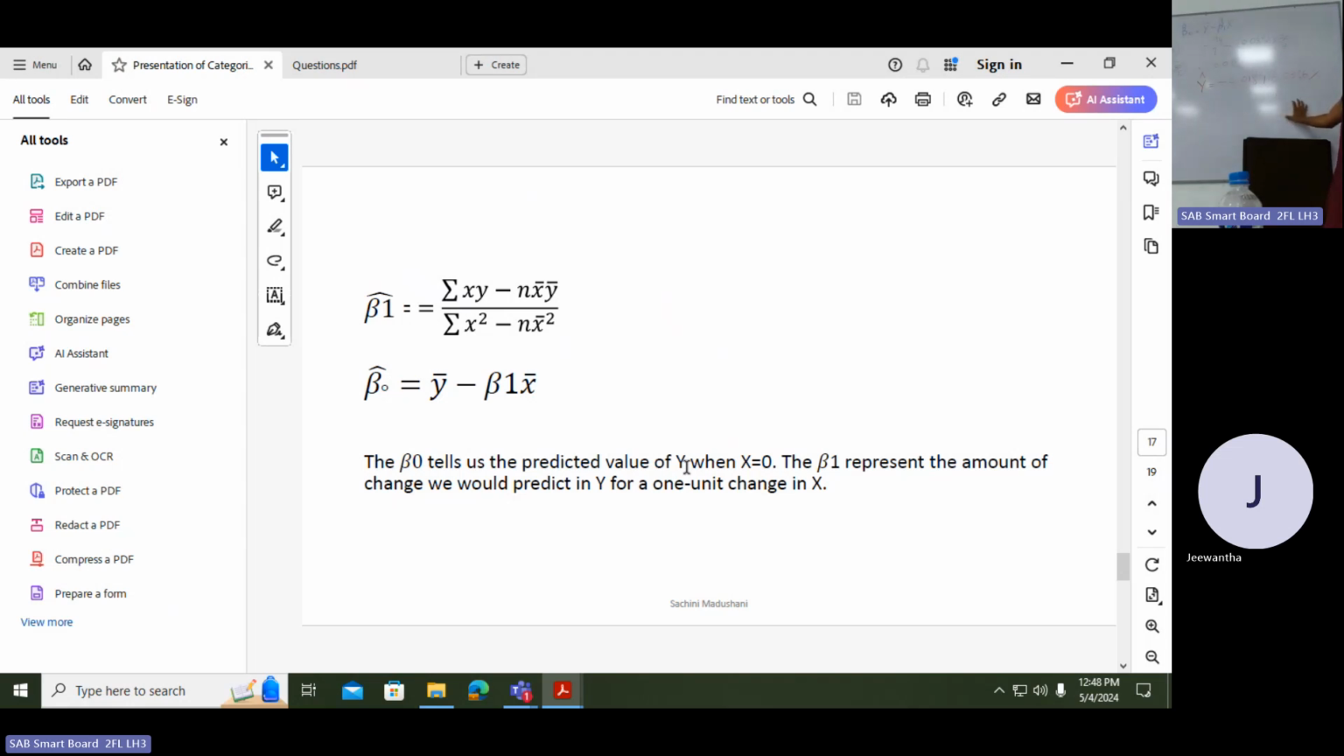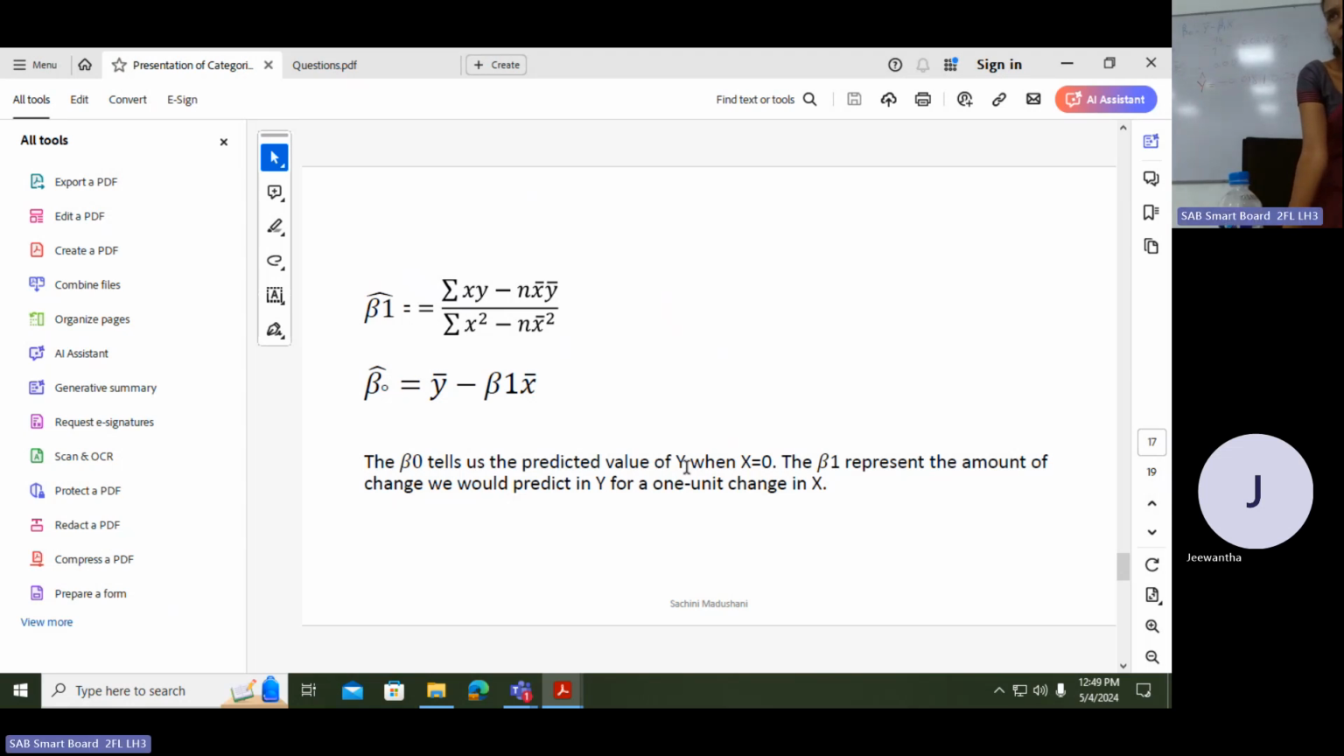Profit means sales revenue minus expense. Then revenue is 0. Then what happened? We will get the loss. Understood? Then how to interpret that? There is a minus 18,000. It means loss. Then we can say the predicted value of the loss is equal to 18,000 when our sales revenue is equal to 0.